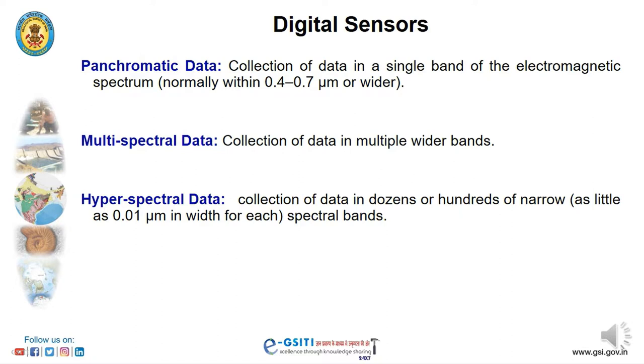Multispectral data. Collection of data in multiple wider bands, starting from the visible to near infrared, shortwave infrared, and up to thermal infrared. Different types of bands will be there in specific wavelengths. Hyperspectral data. Collection of data in dozens or hundreds of narrow bands, with spectral bandwidth as little as 0.01 μm for each spectral band. Such kind of data we call hyperspectral data.